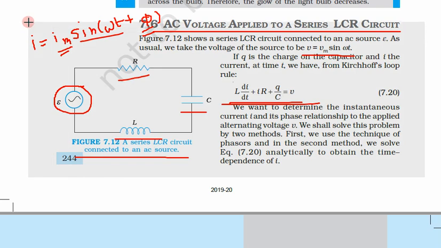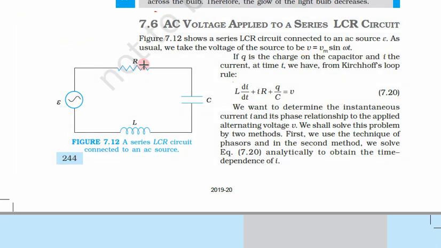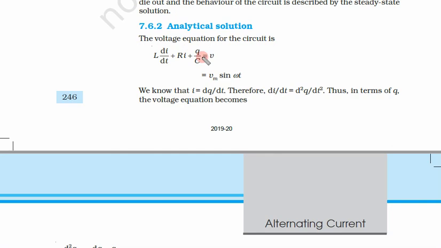Now we have already solved this circuit with the help of phasors. Now we are going to solve this problem with the help of an analytical solution, that means a mathematical solution. So let us see what is the mathematical solution of this problem. So here we are with the analytical solution.